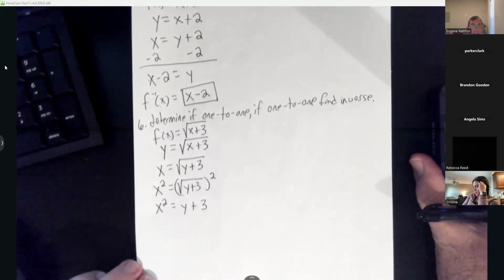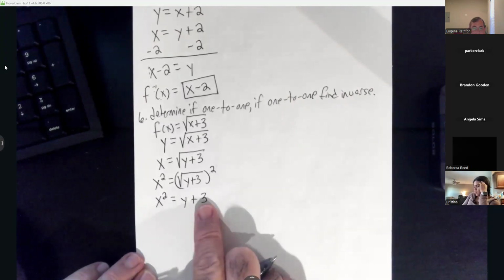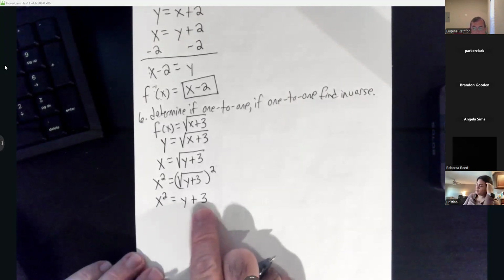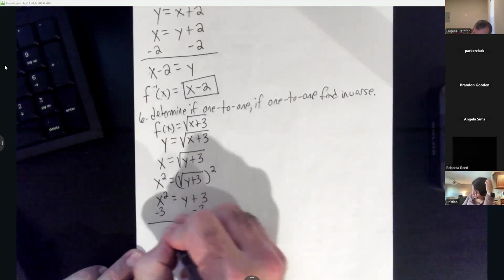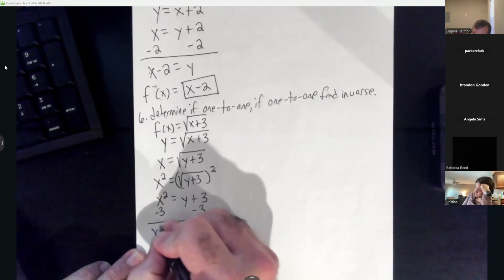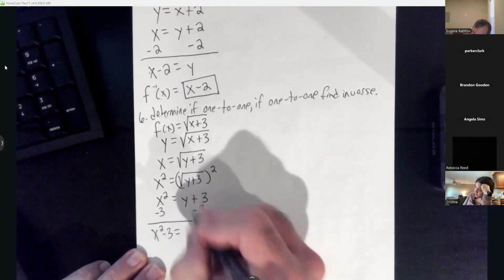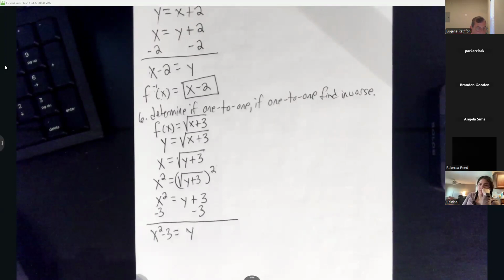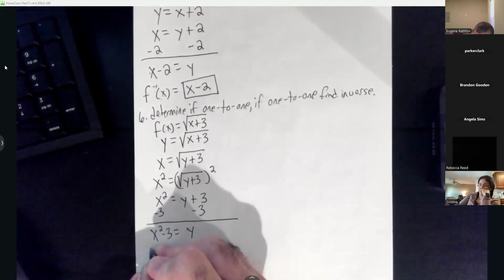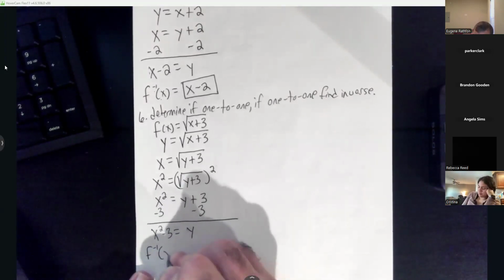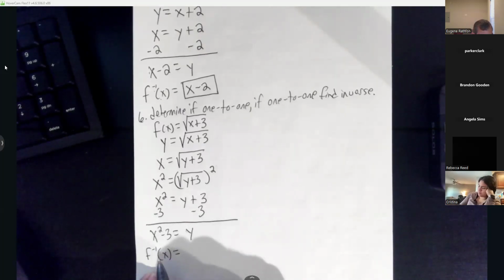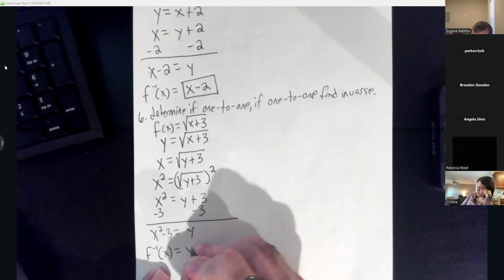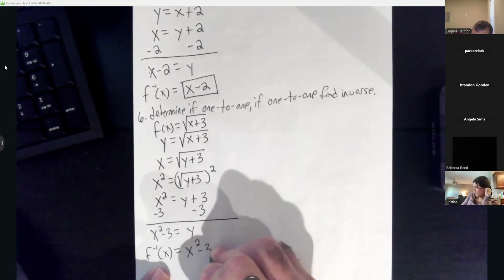All right, y'all, so let's see. Our next step to solve for the y is to subtract 3 from both sides. So I get x squared minus 3 equals my y. Now for this one, MathLab gives you A, B, C, D answers. So f inverse of x is going to equal x squared minus 3.